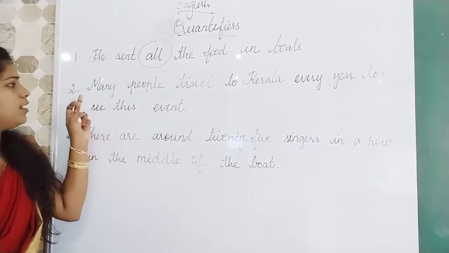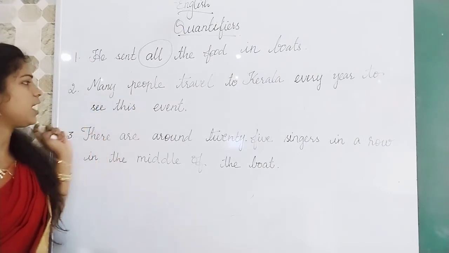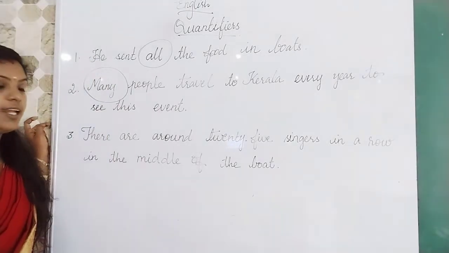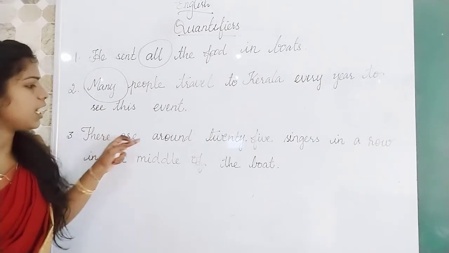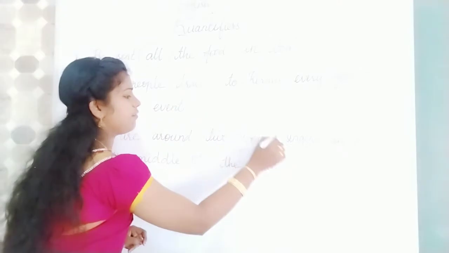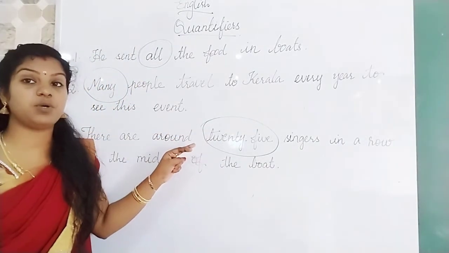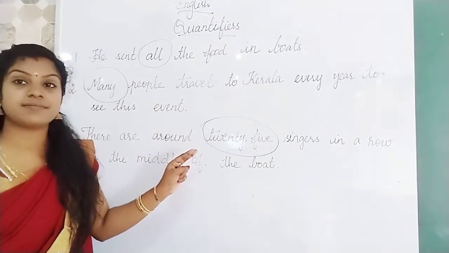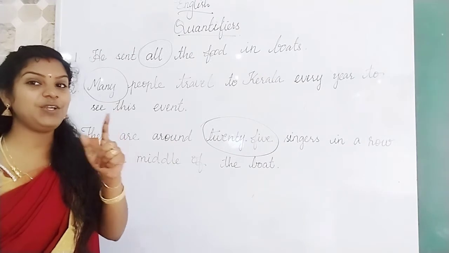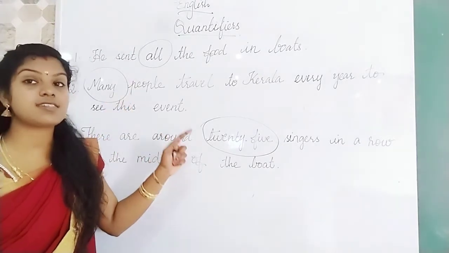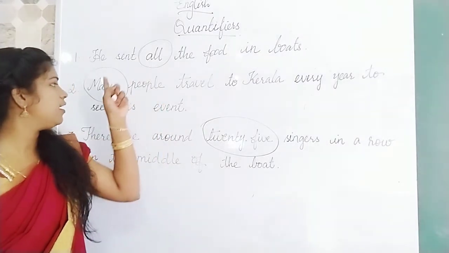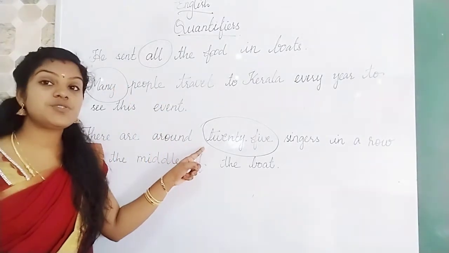Then many people. Here I'm going to circle this word, many. Okay, then there are around 25. Why did I circle these words? Do you know what these words are? Yes, very good. These words are quantifiers, right? All, many and 25.